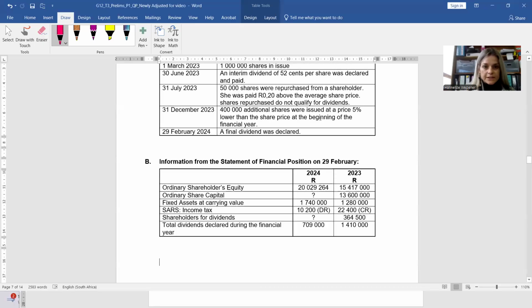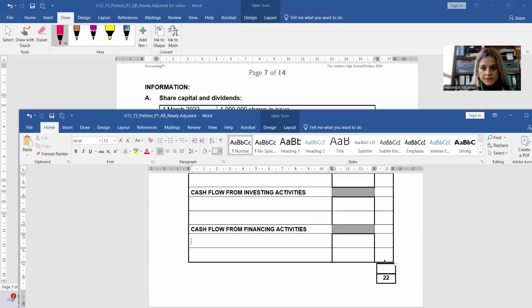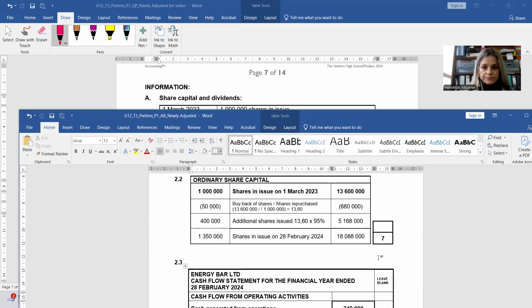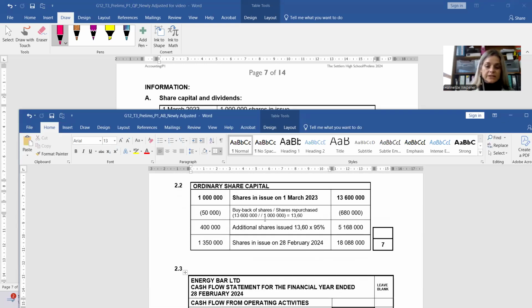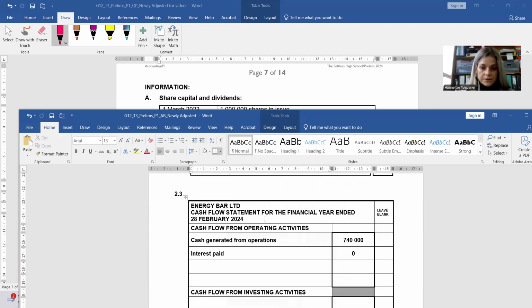So now we are going to look at our cash flow statement. Remember, we already did the ordinary share capital note in the previous video. So if you want to know where we got these figures from, please go back to the video on the ordinary share capital note. Easy, right? So then, cash flow statement.